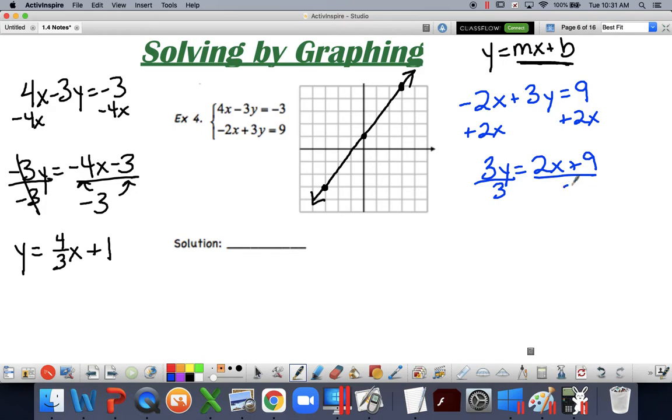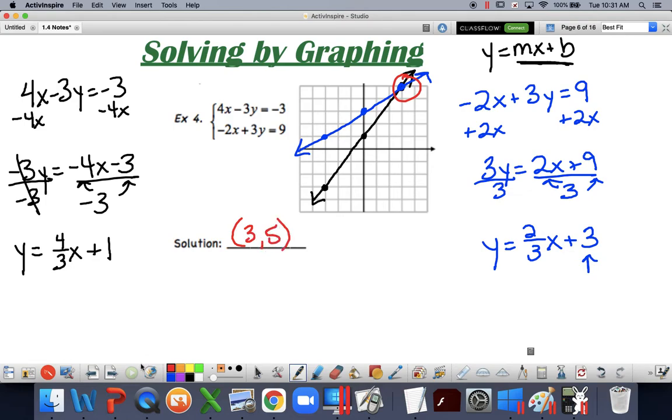Divide by 3. Remember, I must divide everything by 3. 2/3 x plus 3. My y-intercept is 3, and my slope is up 2 to the right 3. Oh, I think I already see where they intersect. Go ahead and plot that line, and then find your intersection point, right? My intersection point is up here. It's at the coordinate point 3, 5.